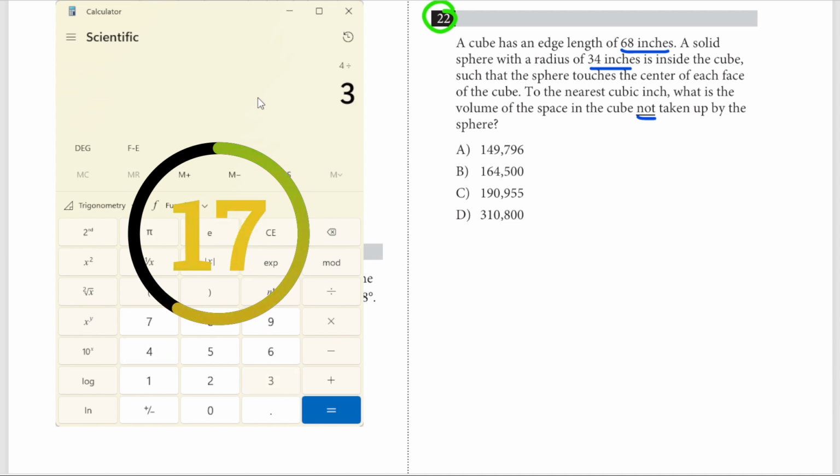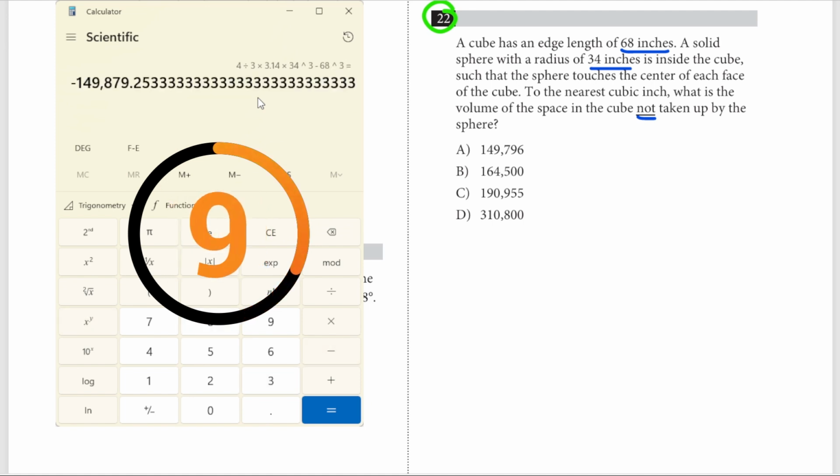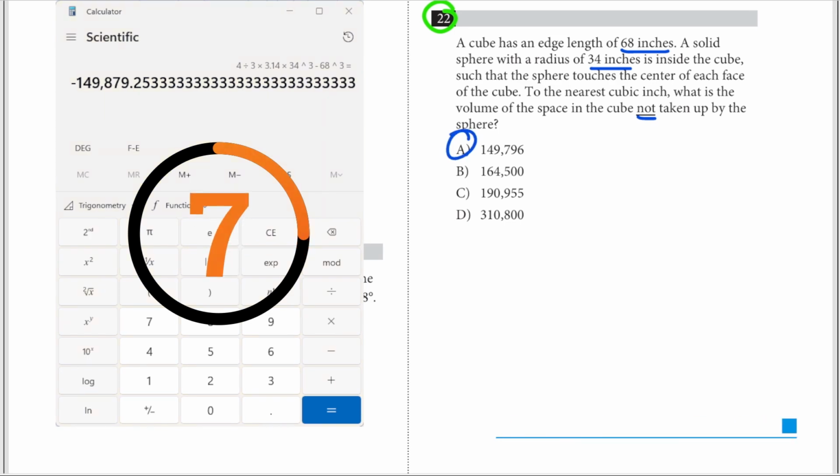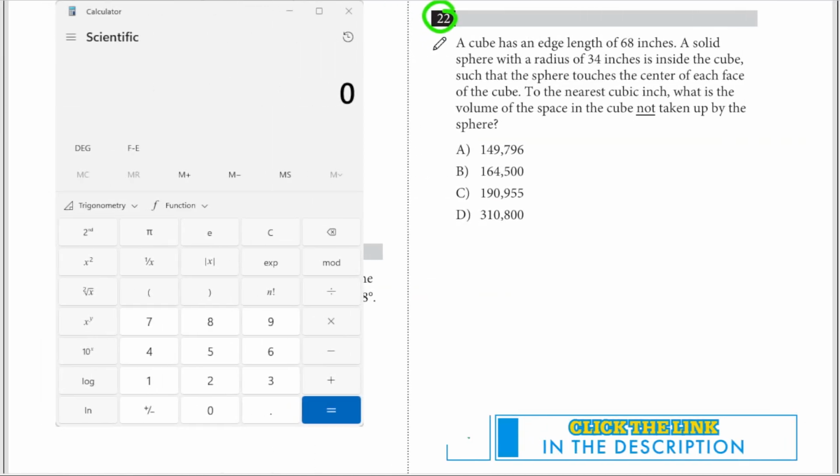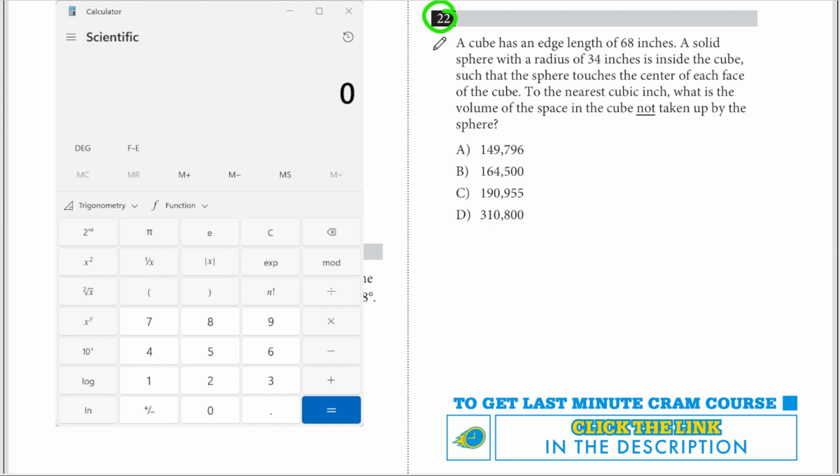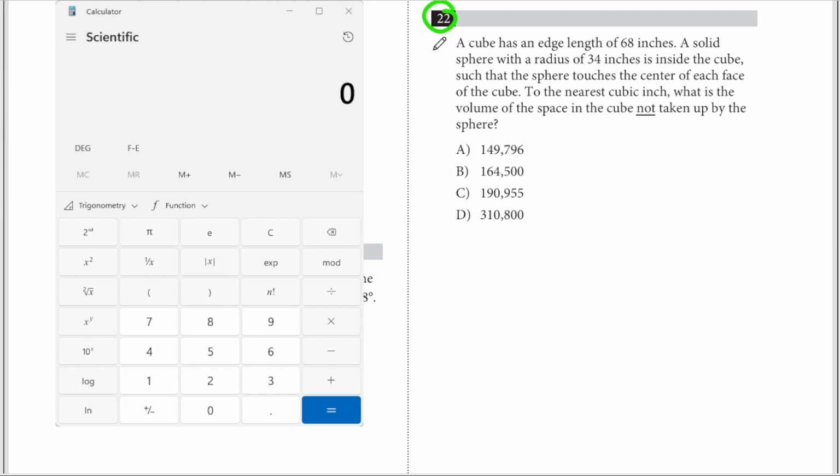So it's 4/3 multiplied by 3.14 multiplied by 34 to the power of 3, minus 68 to the power of 3. And the answer is A. How was I able to do this problem so fast? I didn't have time to write out the formula, so I just essentially put everything straight into the calculator. But let me now write it out.